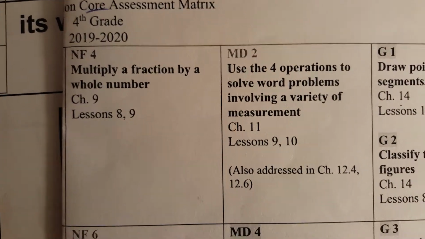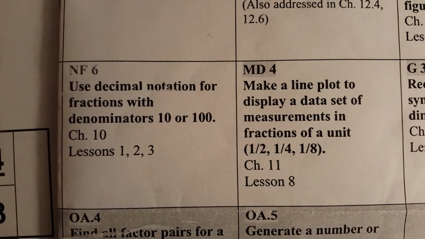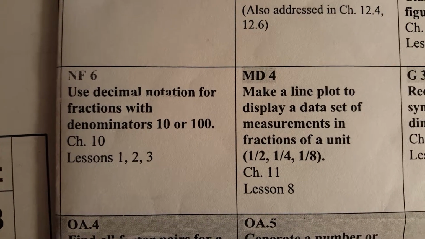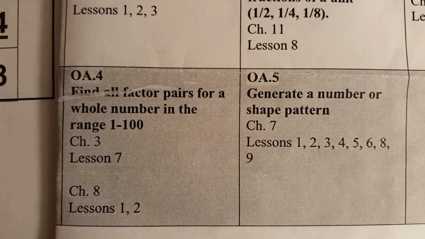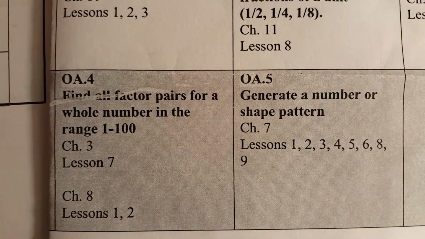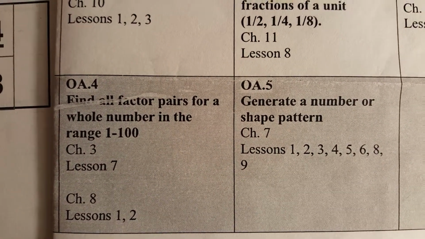NF4, multiply a fraction by a whole number. And NF6, use decimal notation for fractions with denominators 10 or 100. And of course, there's an additional standard. Find all factor pairs for a whole number in the range of 1 to 100.